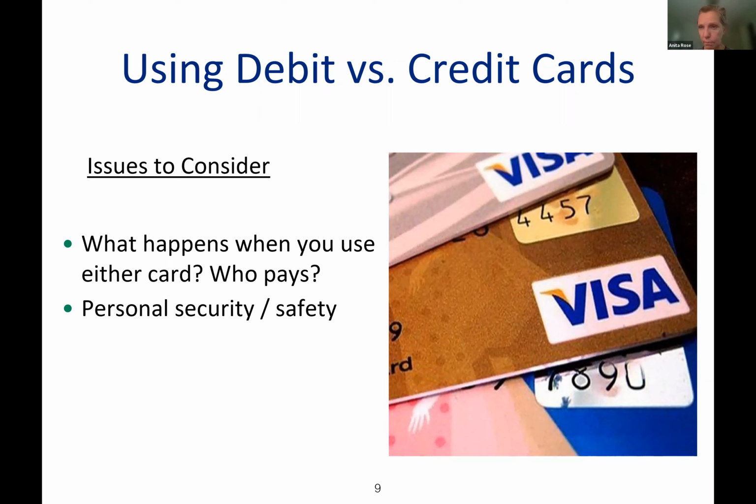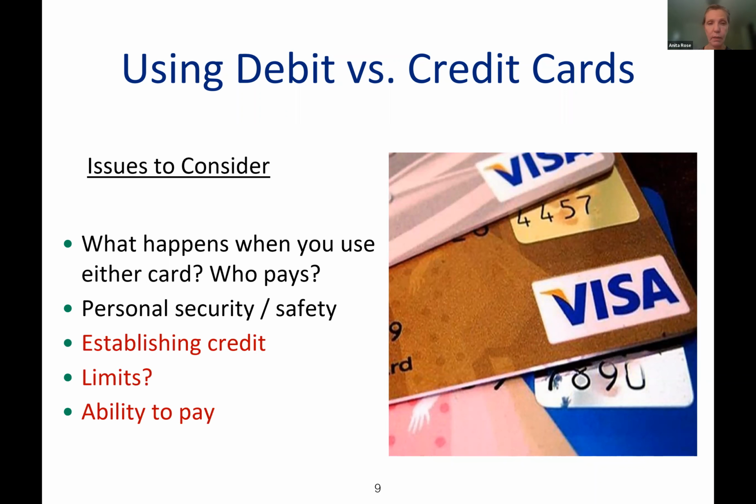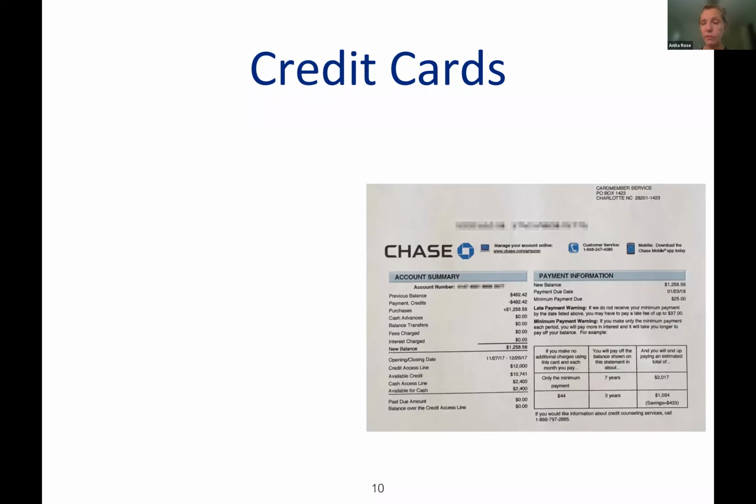All right, so I mentioned the personal security. Credit cards are more secure than a debit card, a little bit more safe. They also, credit cards, unlike debit cards, help you establish credit, right? So with the credit reporting agencies, they usually have limits, and that's okay. It's based on your ability to pay.